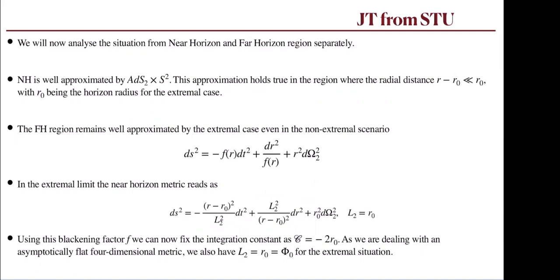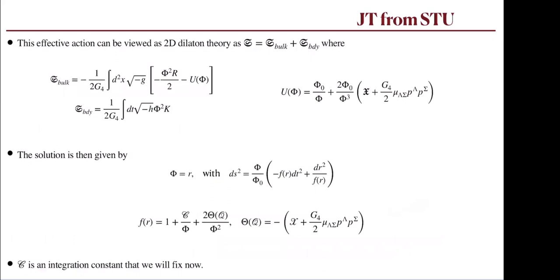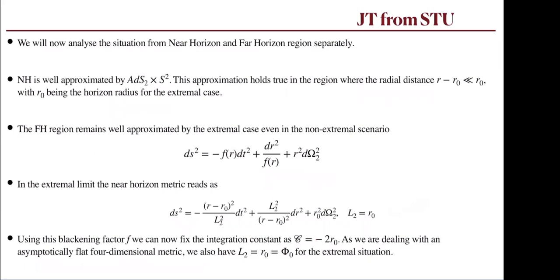And the far horizon geometry does not change whether you are in an extremal or non-extremal situation. Your far horizon metric always reads in this form, and in the extremal case your near horizon limit looks like this. Comparing this with our solution, which should look like this at some far horizon limit, our solution should give me this exact blackening factor. What you can fix is the integration constant from there, taking this far horizon region as my boundary condition.